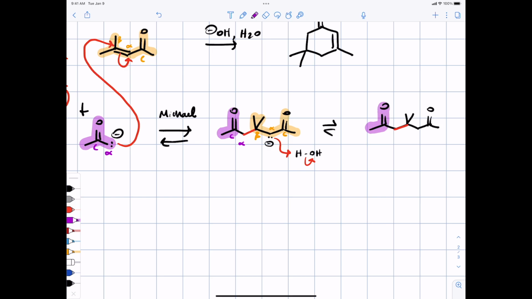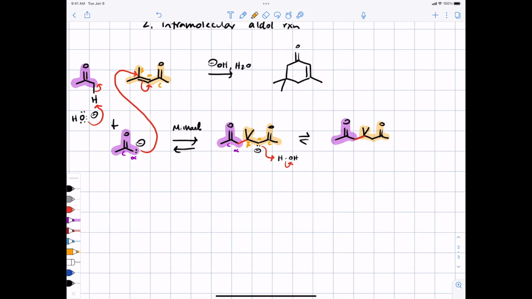Whoops, no, that's right, sorry. Okay. With me so far? Michael reaction? All right. Now, it turns out that the molecule I've made is symmetric.